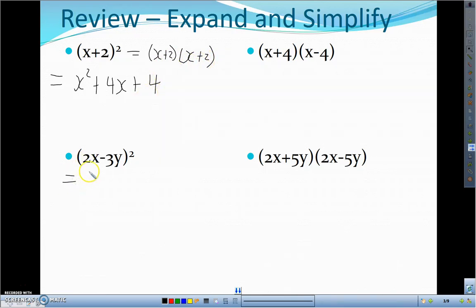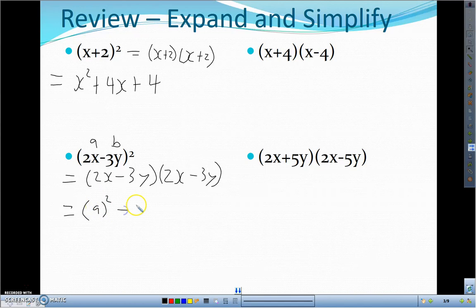This one isn't as easy because we've got this 3 and the 2 with the x and the y. But essentially what you've got is 2x minus 3y times 2x minus 3y, but it's also like saying that's a and this is b, so we could almost use a shortcut, which is this is going to be a squared minus 2ab, and that's going to be plus b squared in the end.